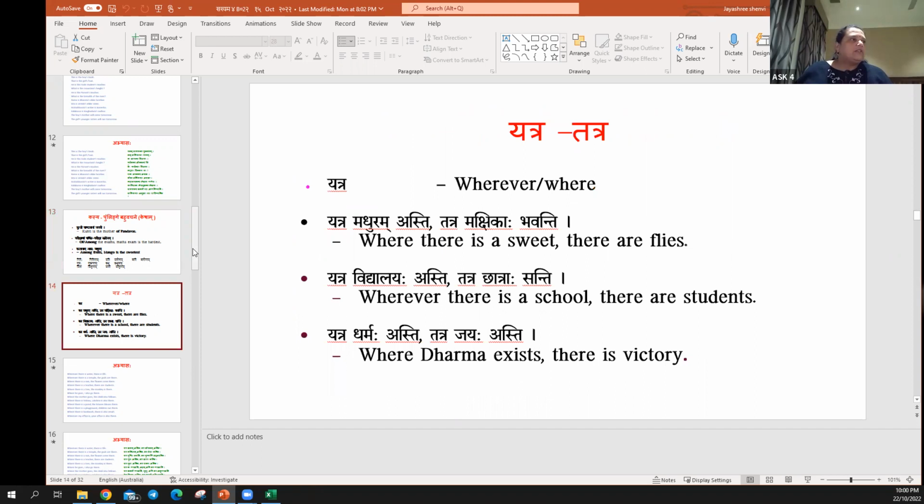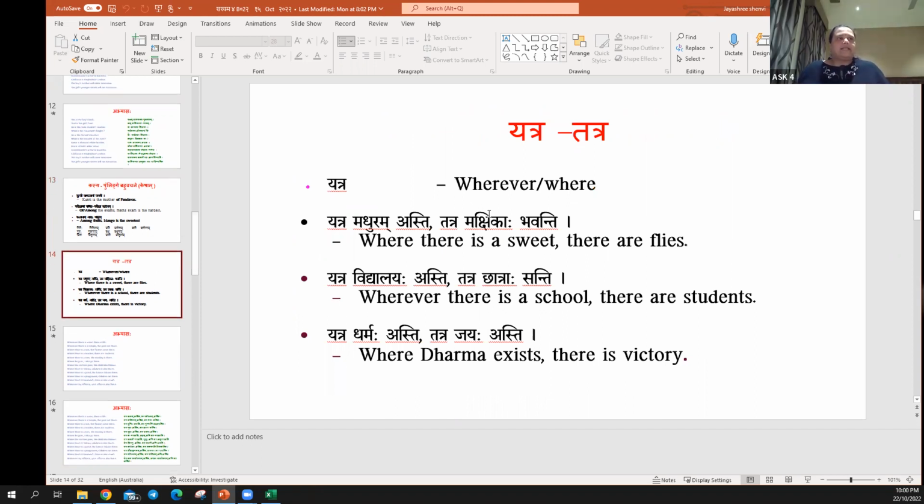Okay, next we'll go to framing the sentence. Yatra tatra. It's like what you call in English? Twin something. Relatives or relatives? Yeah, something like that. Where there is a will. Where and there, something like that. Yatra tatra. Yatra madhuram asti tatra makshikaha bhavanti. Where there is a sweet, there are flies. All right, that's what, where there is a will, there is a way.